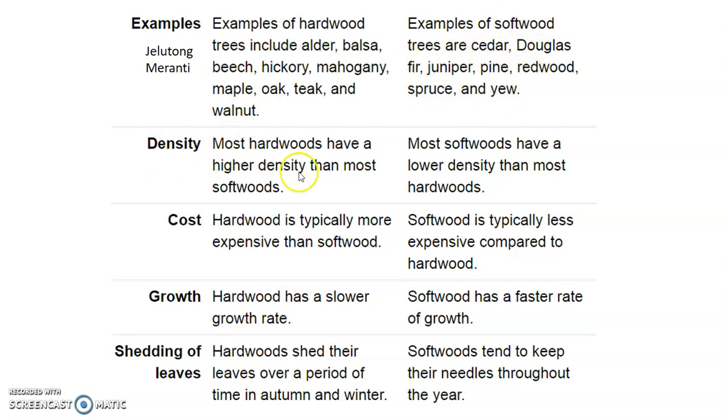In terms of density, hardwood will have a higher density than softwood, or softwood will have a lower density. And because they have a higher density, hardwoods are more expensive than softwood. Another reason why they are more expensive compared to softwood is that they grow at a slower rate, whereas softwood grows at a faster rate.